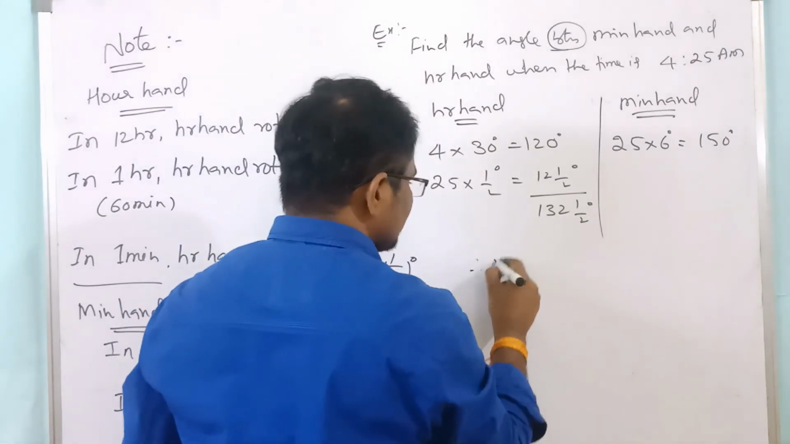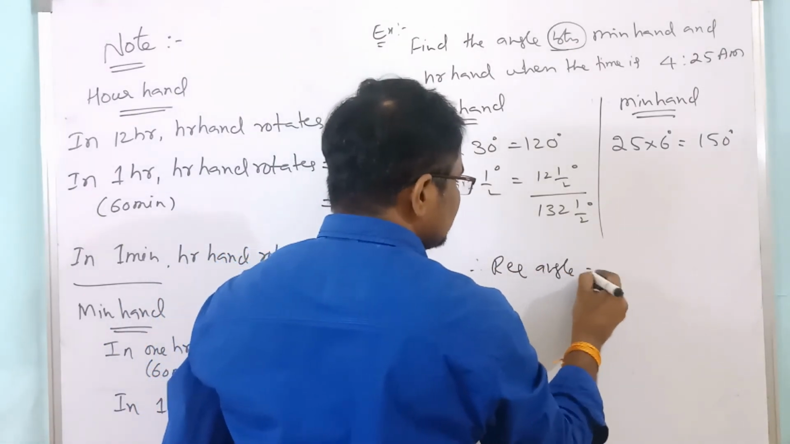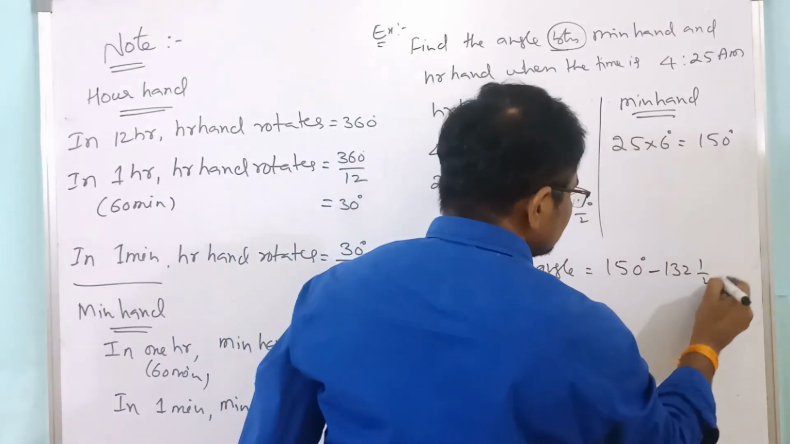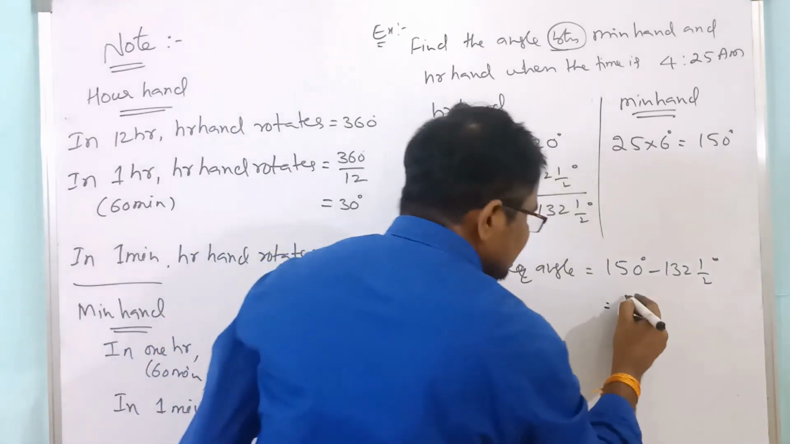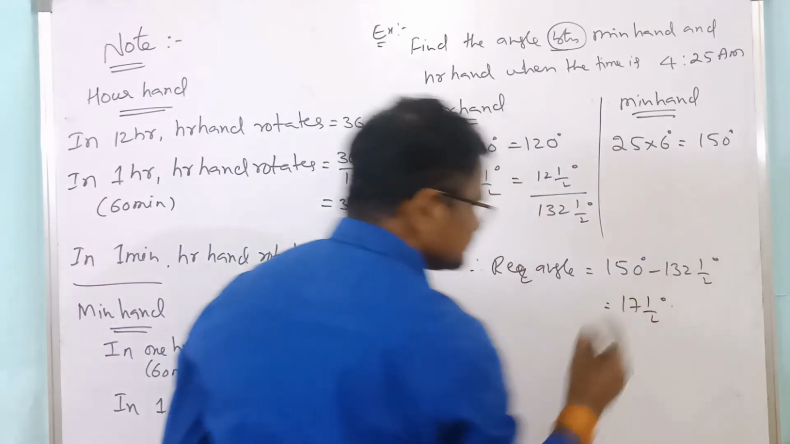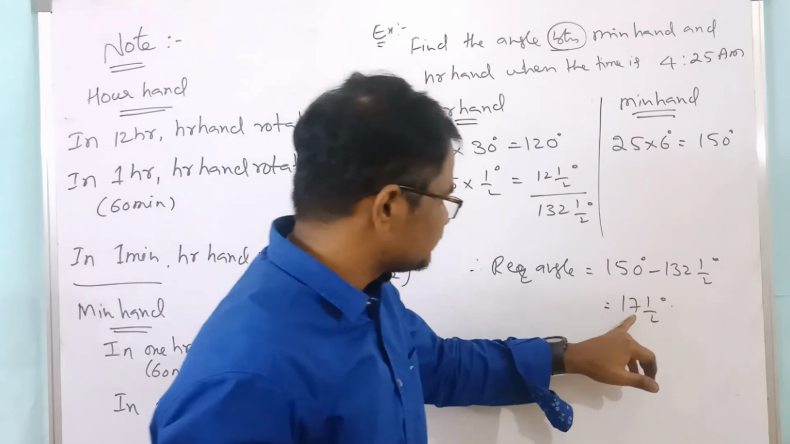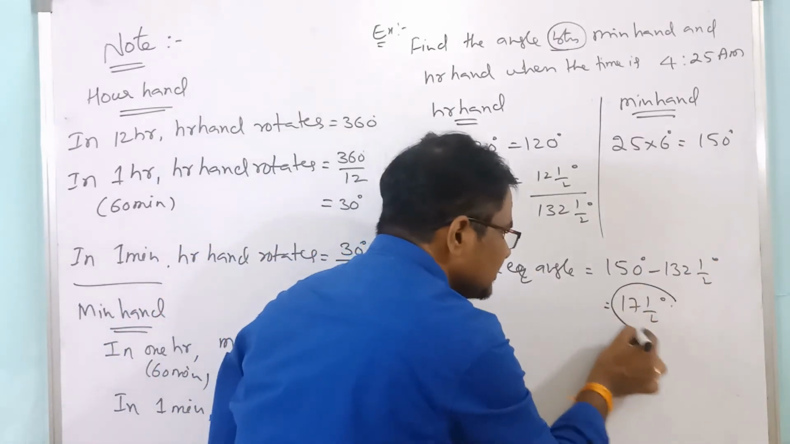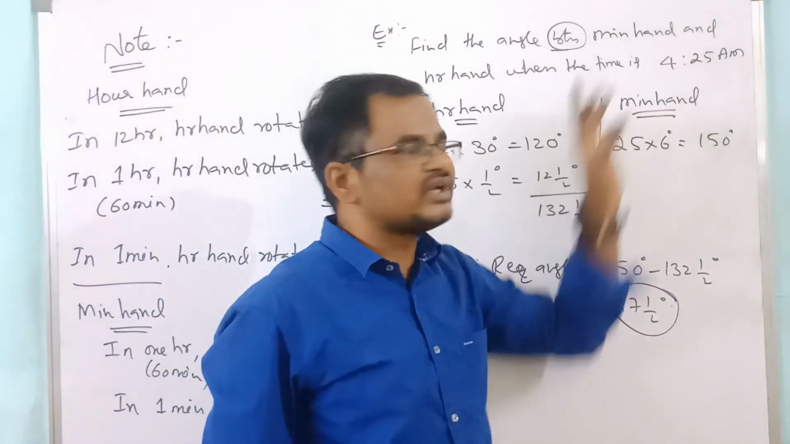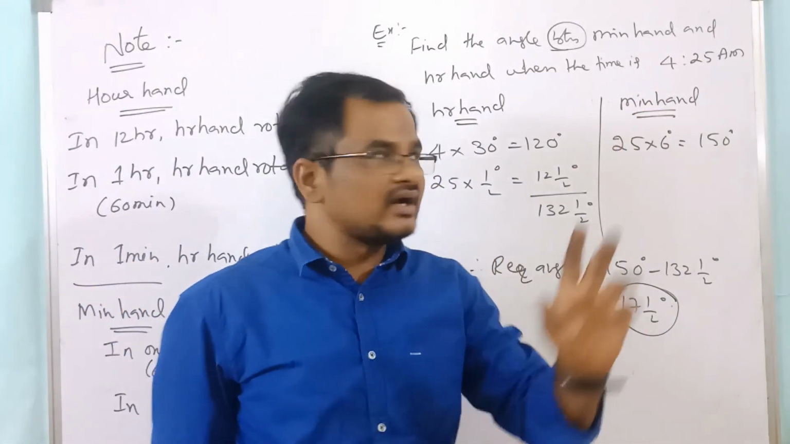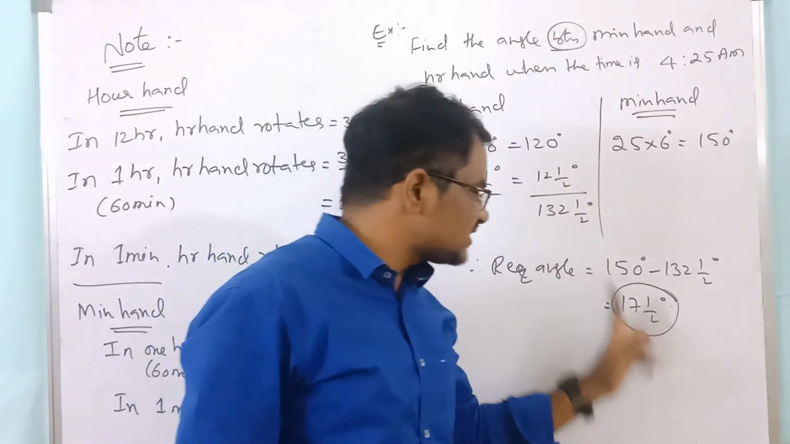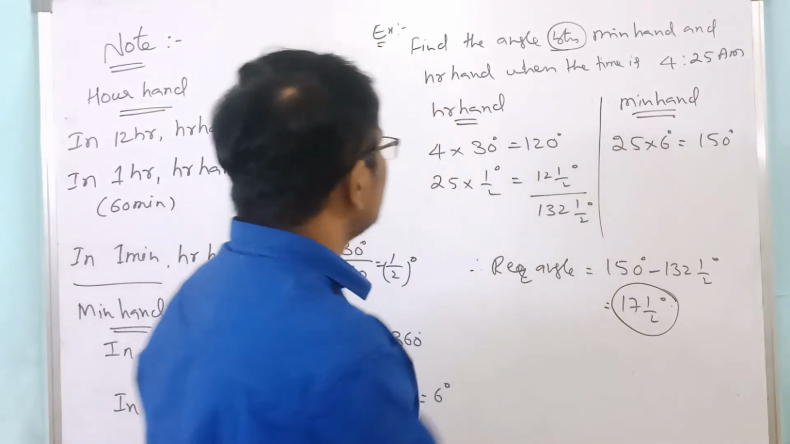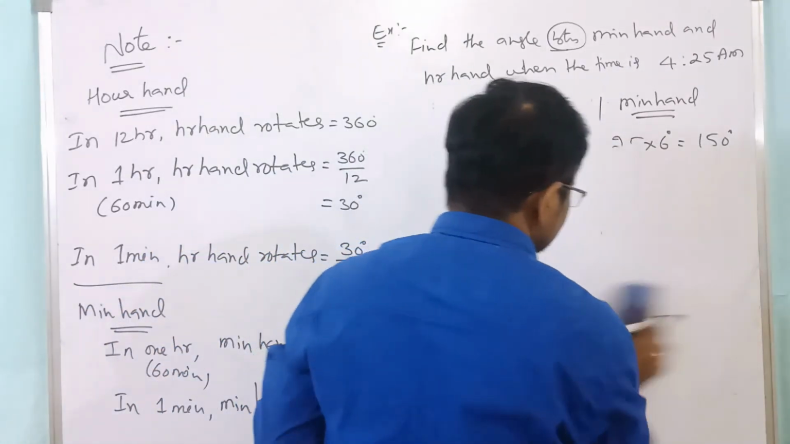So the required angle is equal to 150 degrees minus 132 degrees. That is equal to 17 and a half degrees, no? So 132 plus 7 is 139, 149 plus half, 150. So our required angle is what? When the time is 4:25, the angle between the hour hand and the minute hand is 17 and a half degrees, right? Or 17.5 degrees. Next, take one more problem.